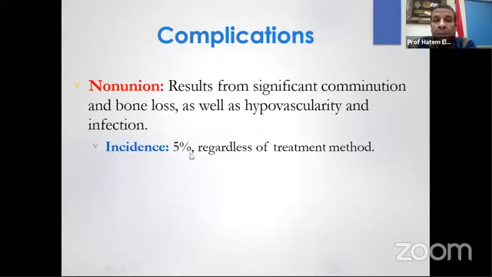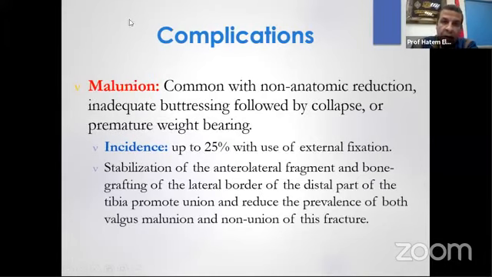Non-union occurs in about 5% of cases, resulting from significant comminution and bone loss, as well as hypovascularity and infection. Malunion, either in varus or valgus, is due to non-anatomical reduction and inadequate buttressing, followed by collapse or premature weight bearing. It occurs in about 25% of cases when external fixator is used.